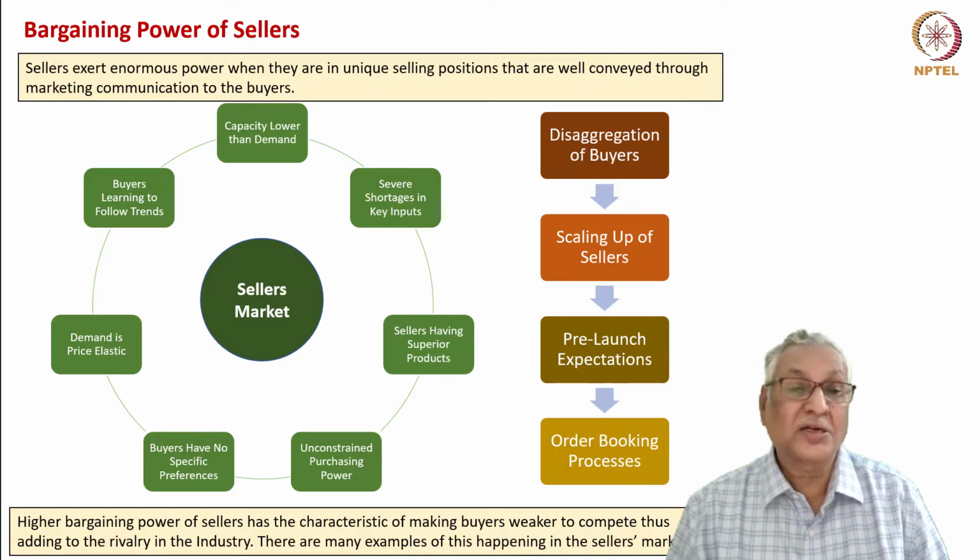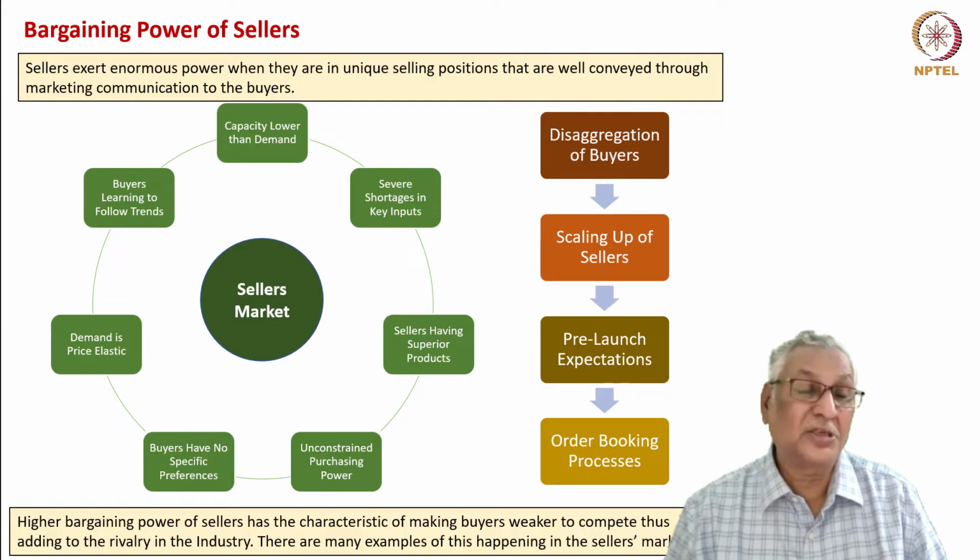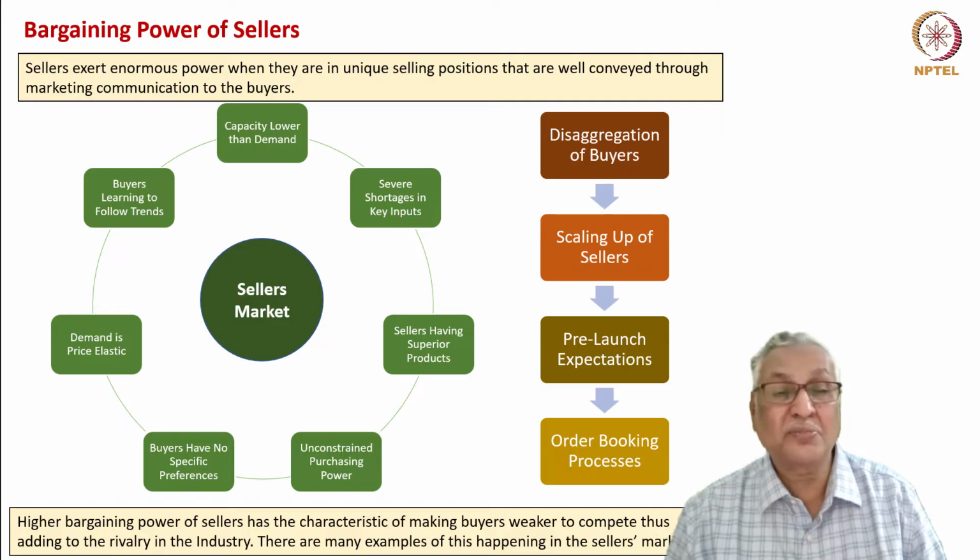Typically, a seller's market occurs when these conditions are fulfilled. Capacity in the industry is lower than the demand that is expressed for the products. There are severe shortages in key inputs. This happened in the automobile industry when semiconductors were in short supply. So the companies had to ration their supplies to their buyers. Ironically, that also means that the semiconductor suppliers had huge supplier power over the companies.